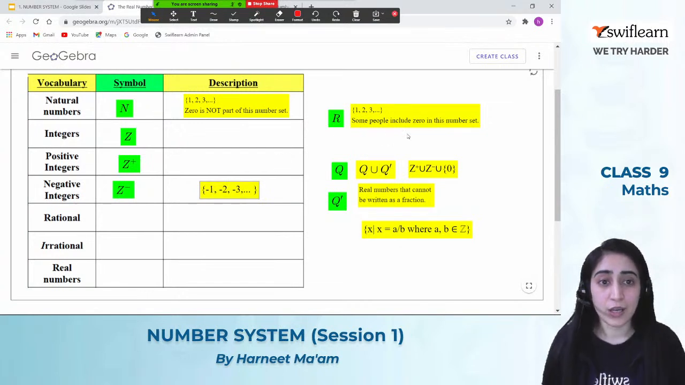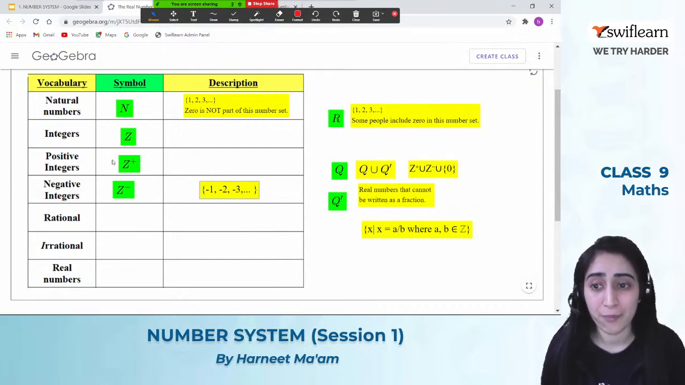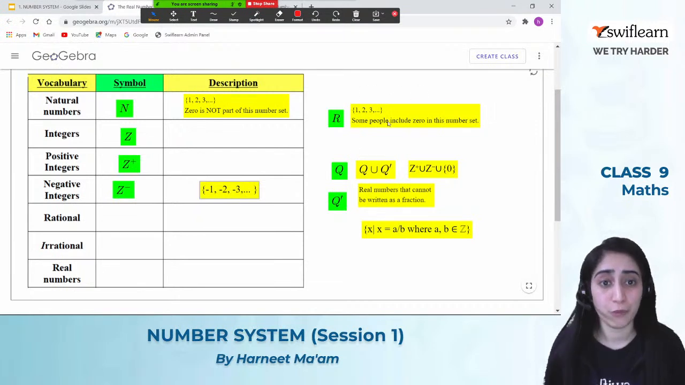Now, 0. People include 0 in this number list. So what are the numbers called which include 0 as well? So 1, 2, 3, 4. Some people include 0 in this number set. What starts with 0? It's the whole numbers. So do you see any option here specifically for whole numbers? No. So we'll wait. Where should we put this one?